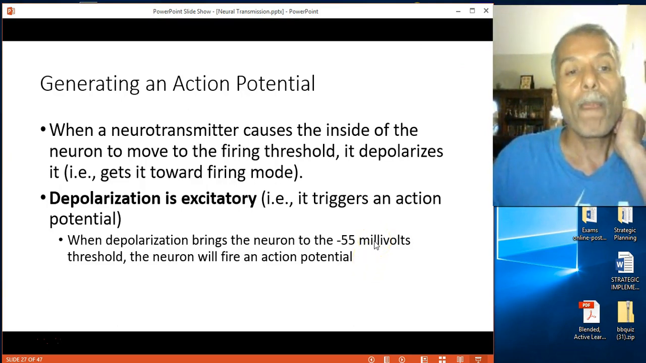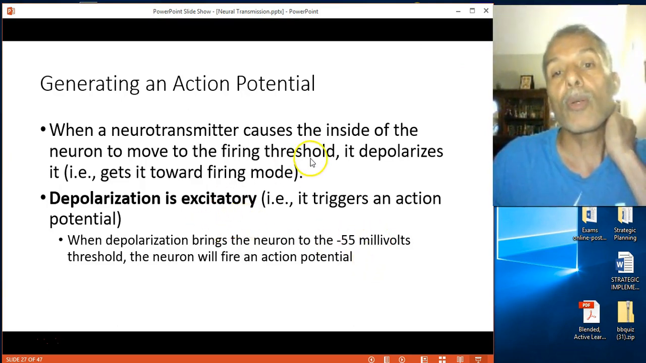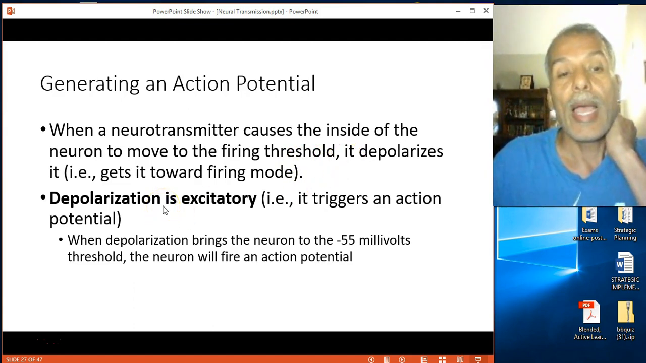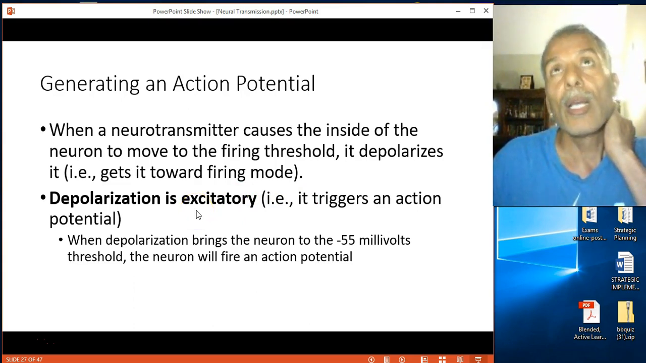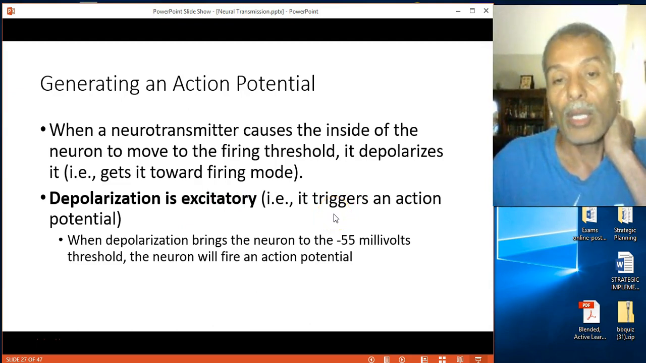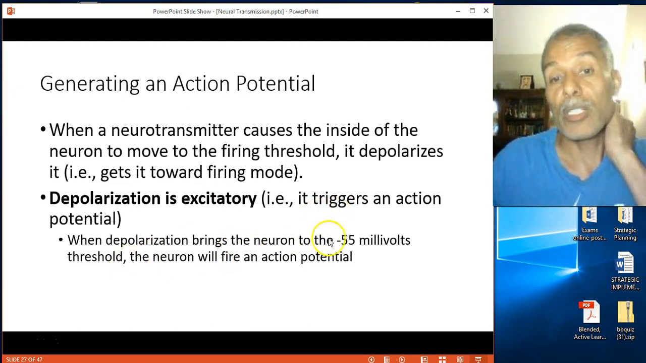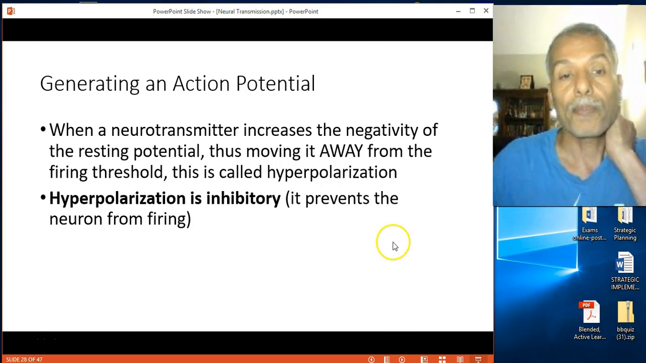So, again, when a neurotransmitter causes the inside of the neuron to move to the firing threshold, we call this depolarization. Depolarization causes an action potential. It makes the neuron fire. And again, depolarization brings the neuron to the negative 55 millivolts threshold, and that makes it fire.